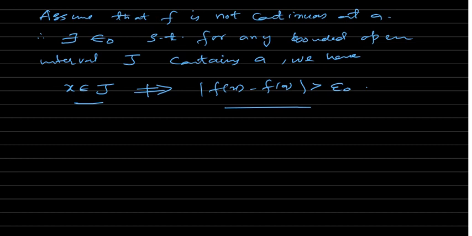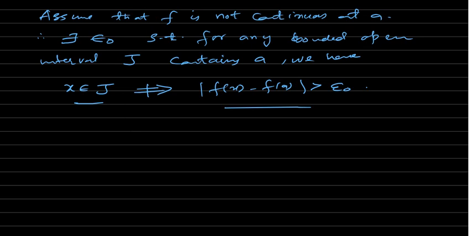That means I can find some points. So there exists some x naught in G, where G is any open interval. So whenever this is true for each x in J, it implies that |f(x) minus f(a)| is greater than epsilon for every x in J. So in particular, a is in J.